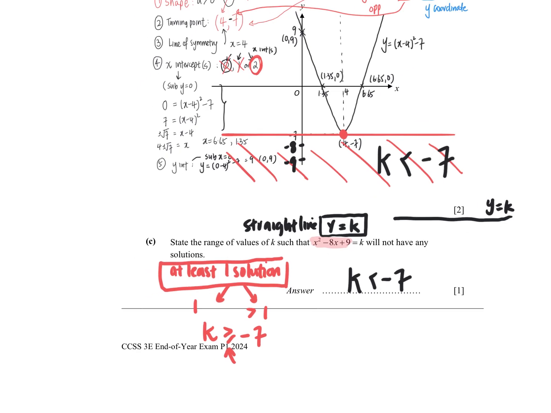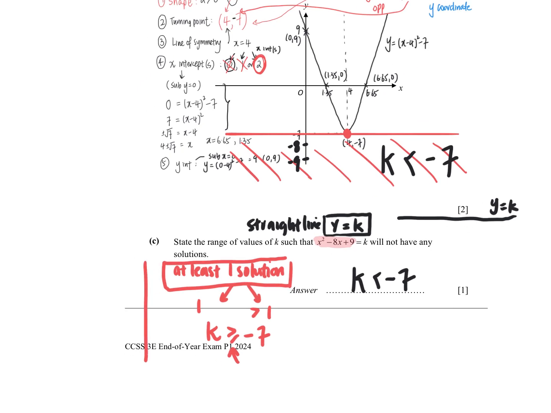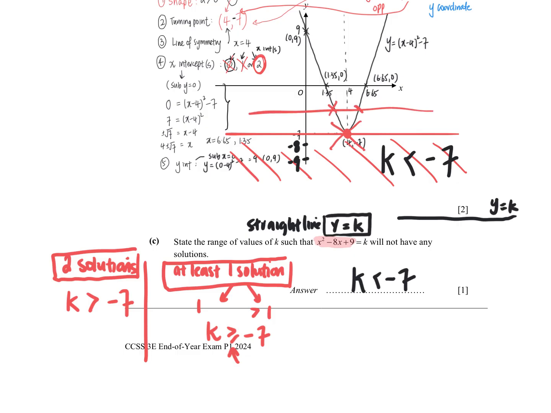Okay, or I can change the question to be two solutions. When I ask for two solutions, then my K must be strictly greater than minus 7. It should not touch here. It will be anything above. Then it will always cut at 2 points. Okay? So I can ask the same question in 3 ways. Make sure you know what I'm asking and then you know how to answer.